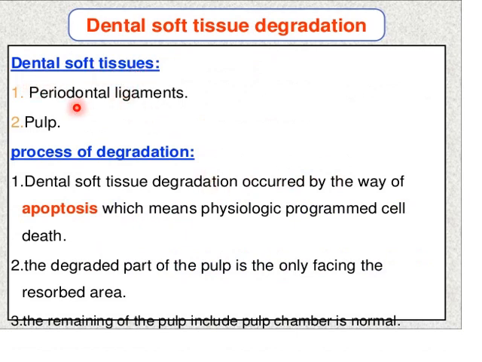Dental soft tissue degradation, degradation of the periodontal ligament and pulp. This process of degradation of these soft tissues occurs by way of apoptosis, which means physiological programmed cell death. So the cells inside the pulp and periodontal ligament undergo programmed cell death, apoptosis, or dying of these cells. The degraded part of the pulp is only facing the resorbing area. The remainder of the pulp, including the pulp chamber, is normal, as seen in the previous histological pictures of the shedding anterior tooth.